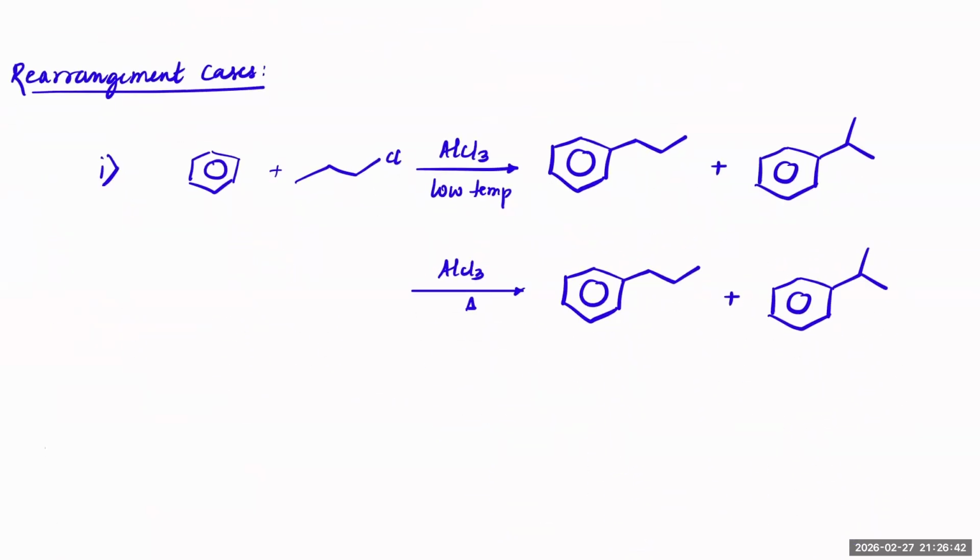So notice all the rearrangement cases in Friedel-Crafts alkylation. If you have this alkyl chloride in the presence of AlCl3 and you're operating at a low temperature, then benzene can directly attack here, removing chlorine without a complete carbocation formation. Hence, the major product will be the first one, and the minor product will be the second one, which is after rearrangement.